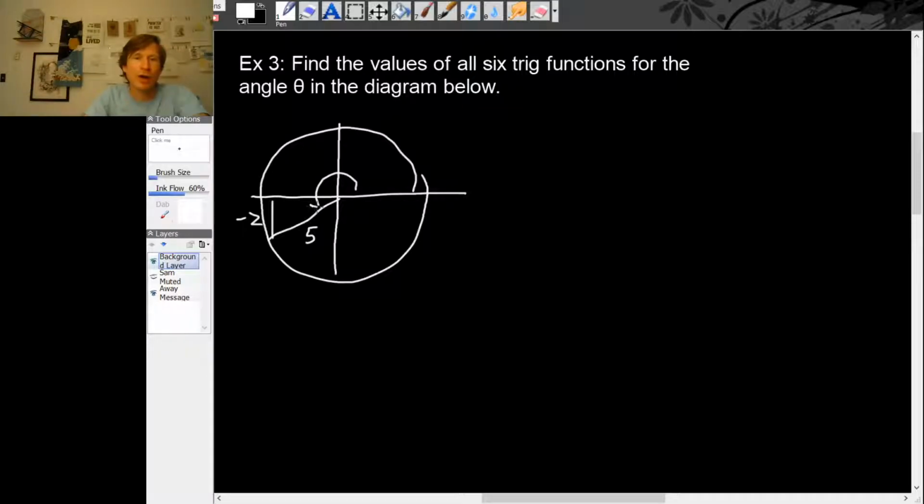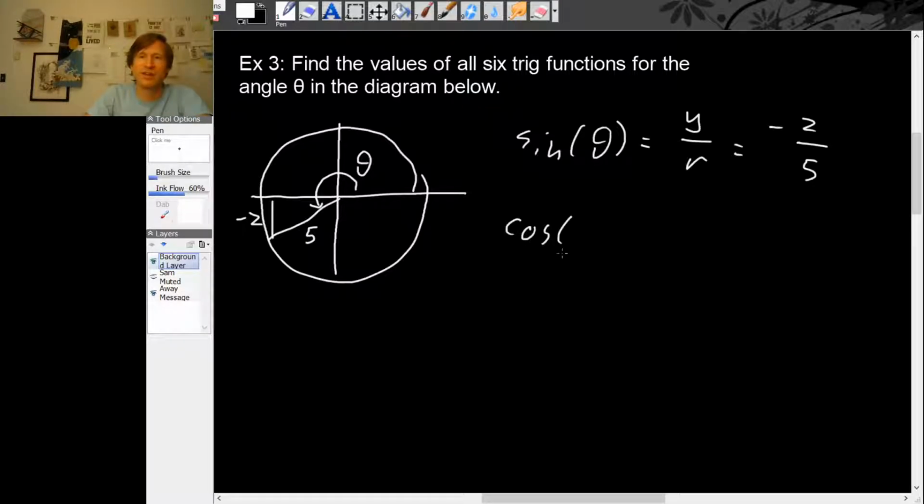So for this angle, we're in a circle diagram, so we don't have to worry about the fact that it's not in the first quadrant. The nice thing about the circle definition of the trig functions is that it works for all quadrants, not just the first quadrant. So for sine of this angle, that's the y-coordinate over the radius. So that's -2 over 5.